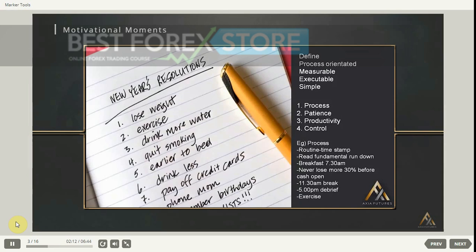Now, the next thing, goals must be measurable. Why? Because when the times are tough, when you stand in front of that mirror and you're seeing no results, when you're stressed, you want to be able to lean on those measurable goals. You want to be able to see some tangible evidence that actually I'm getting closer towards what I want to achieve. Those goals need to be executable.